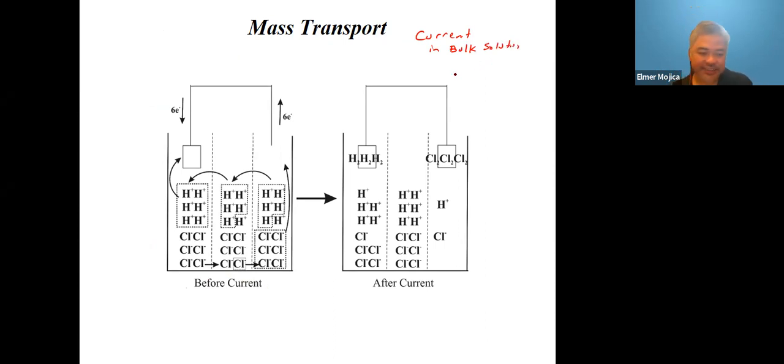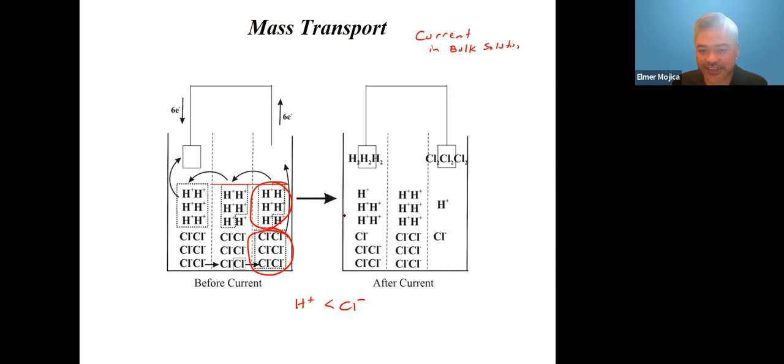So anong nangyayari dito? The current in solution is carried out by the movement of ions. So between this one, alin yung ions natin dito? Yung H plus. Tapos yung tinatawag nating chloride ion. So again, alin yung mas smaller dito? H plus is smaller than the chloride. So that means they will move faster, okay, compared to the chloride. And they're going to carry what? More current than the larger chloride ions.